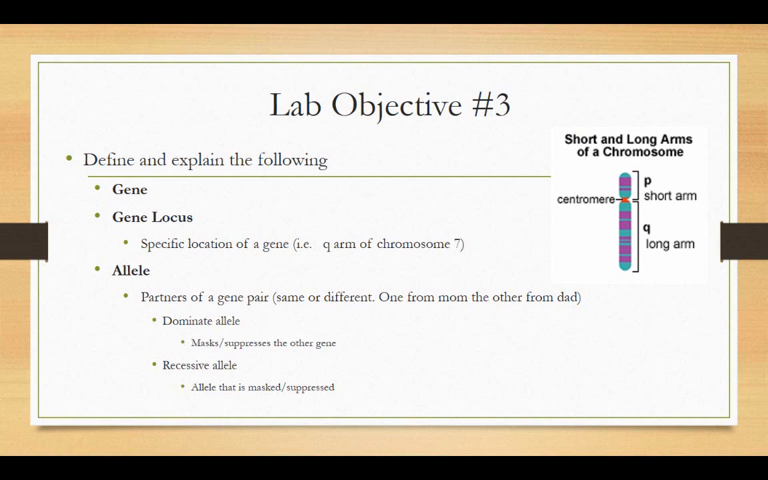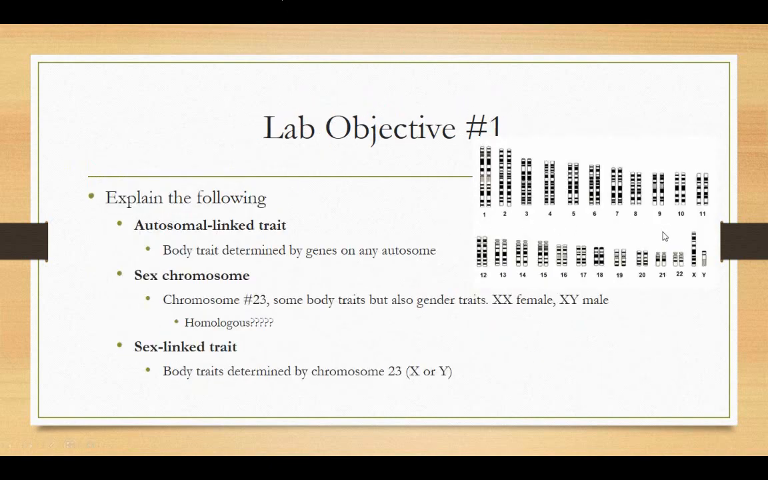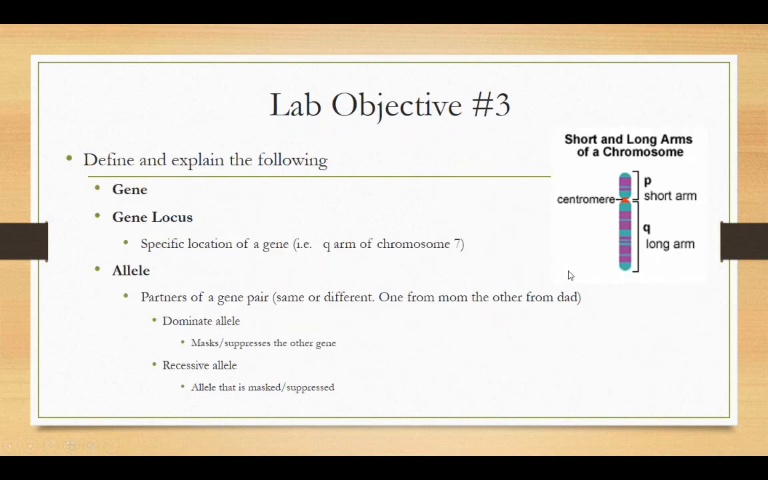Now, alleles are partners of a gene pair, so they could be the same or they could be different. You get one from mom and one from dad. So remember, dad is contributing 23 chromosomes, your mother is contributing 23 chromosomes. And if we go back to this picture here, these are the 23 chromosomes. So they should be identical, if you will, as far as the length of them, but the genes may be different, and that's what we're getting into right here, these alleles, these are partners of a gene pair.